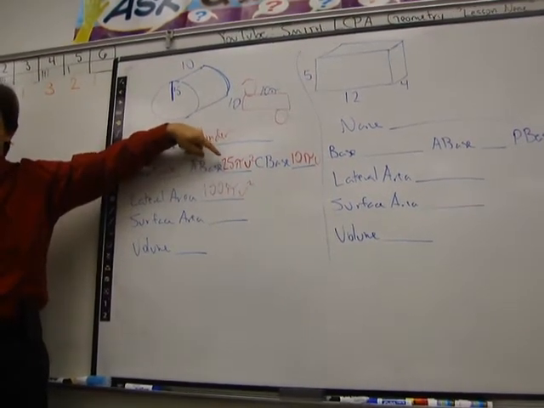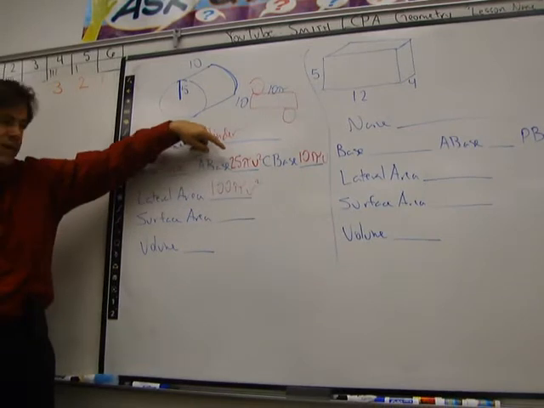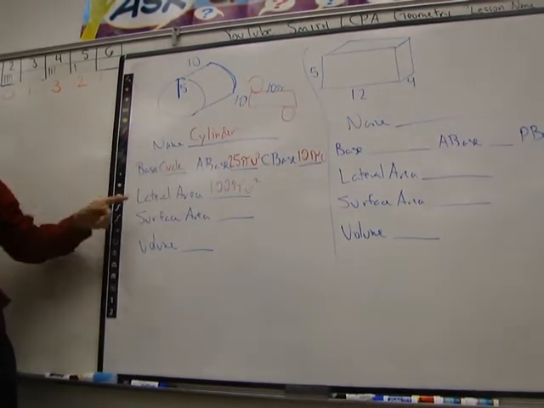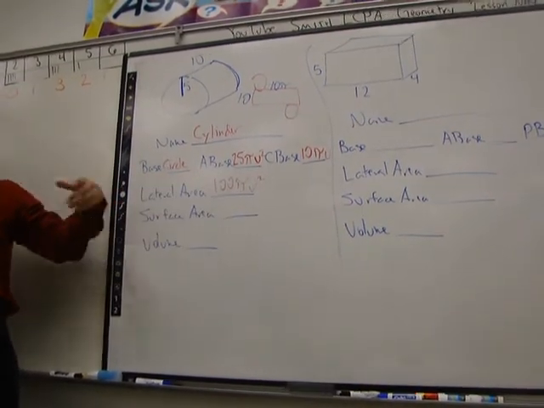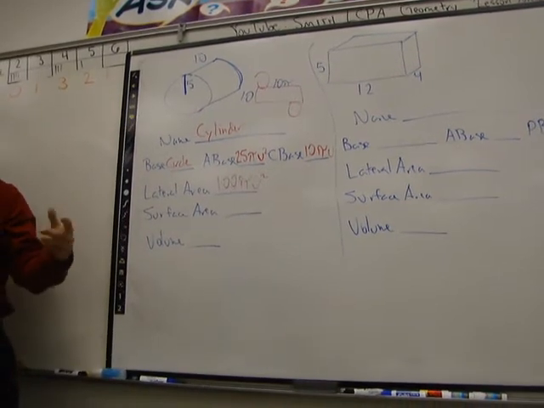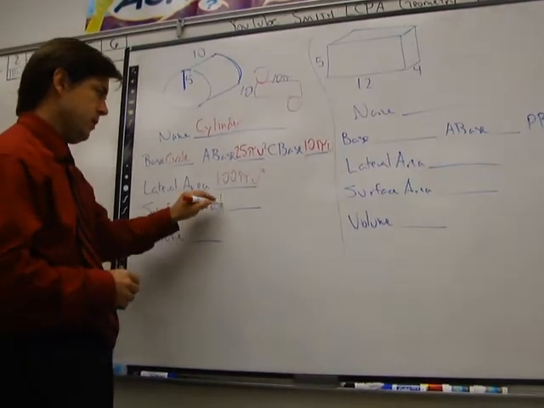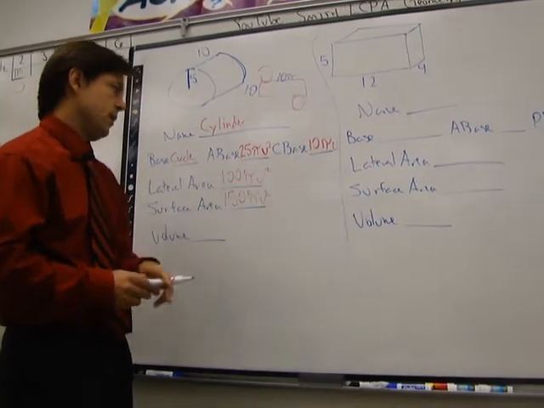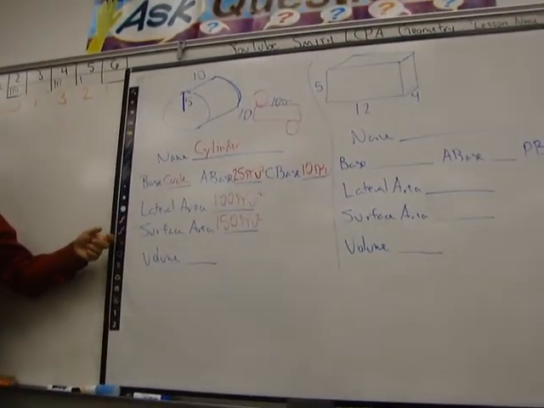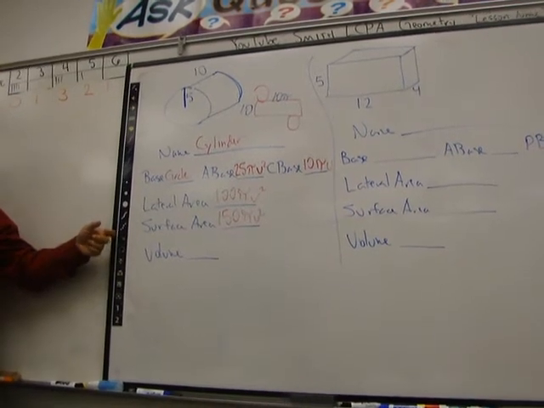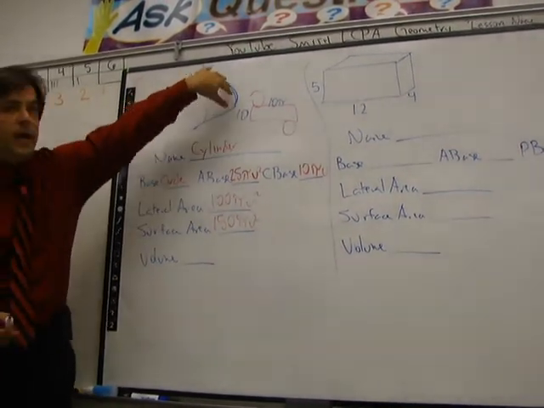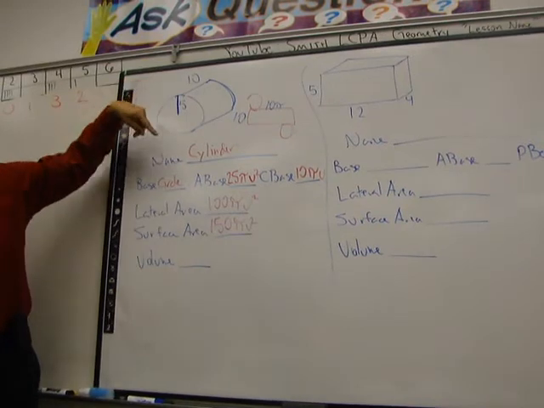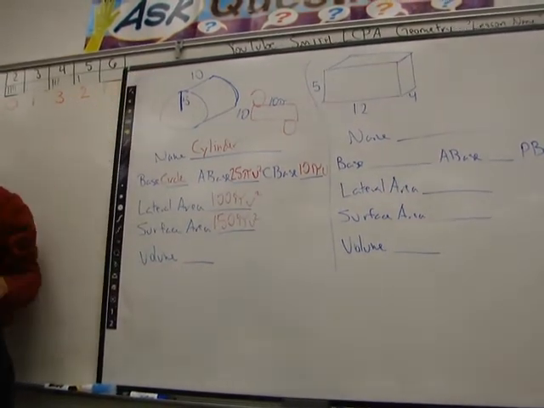So how many of those do we have? 2. So what's 2 times 25? 50. So we have 50 pi plus the walls, which was 100 pi. So what's 50 pi plus 100 pi? 150 pi units squared. That's the surface area of the cylinder. Okay? It's this circle, the back circle, and the rectangle that wraps around them, all put together.